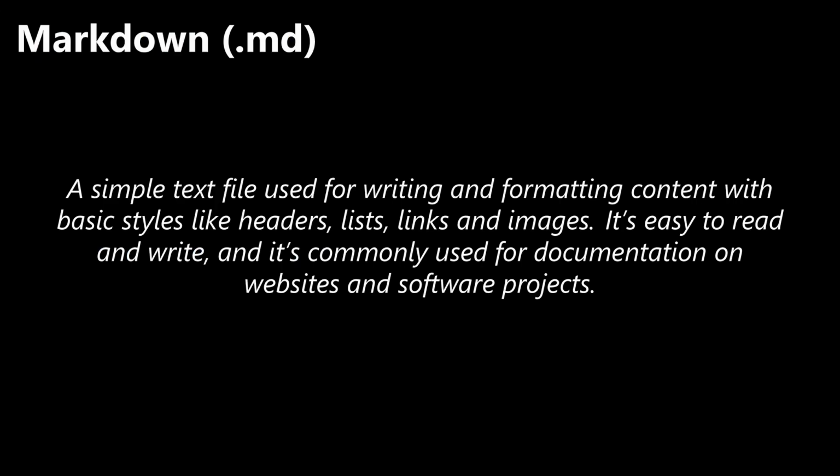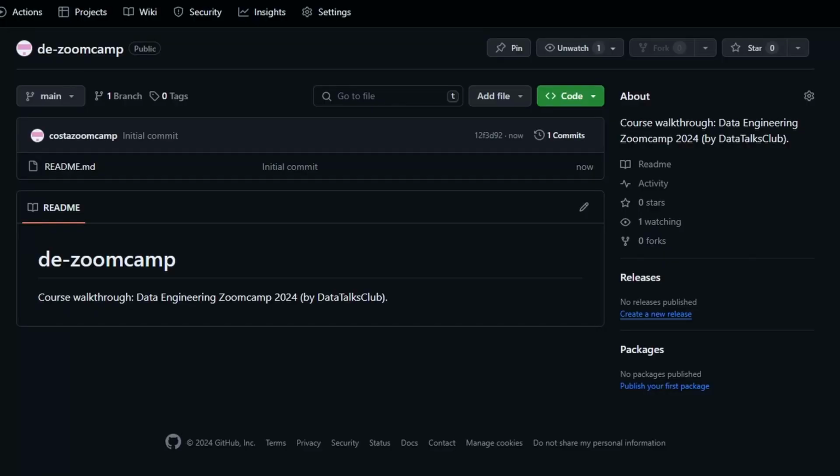This is a markdown file, a simple text file used for writing and formatting content with basic styles like headers, lists, links, and images. It's easy to read and write, and it's commonly used for documentation on websites and software projects. Let's clone this repo using SSH.